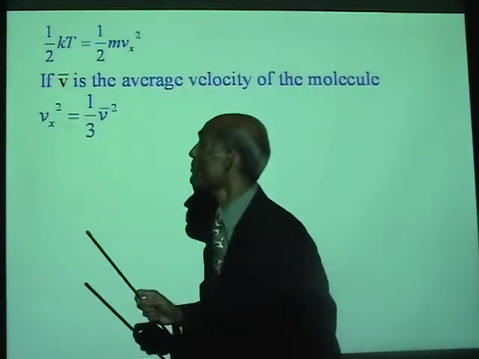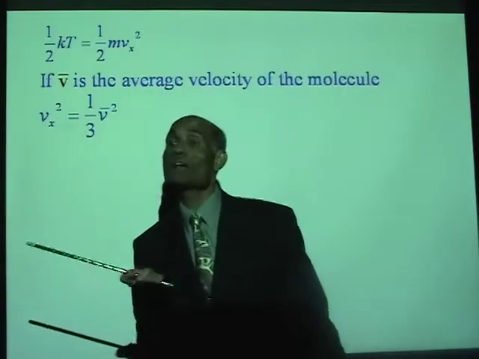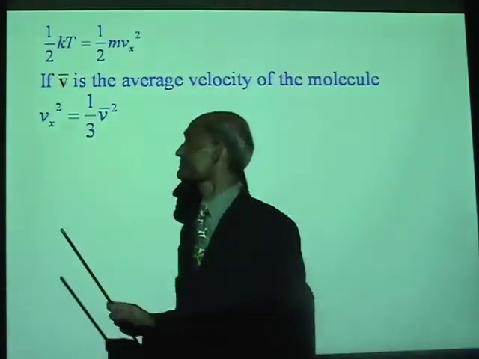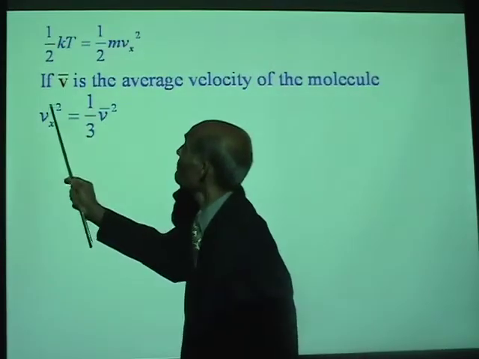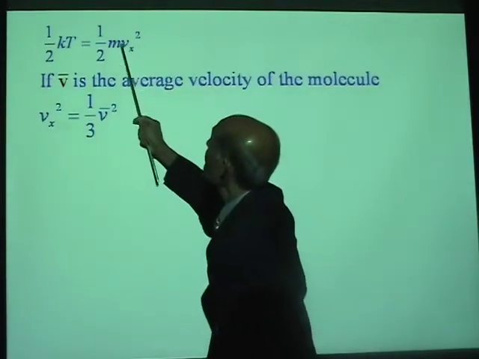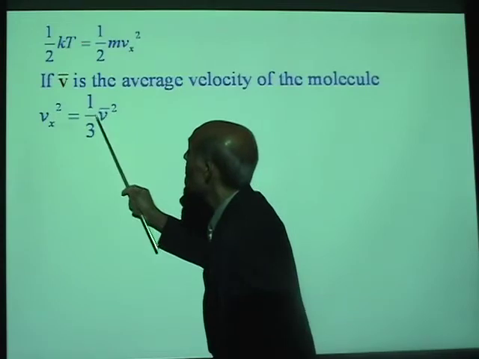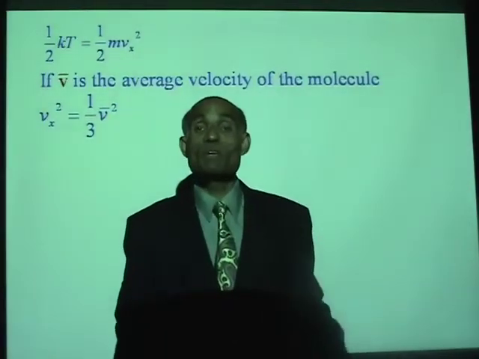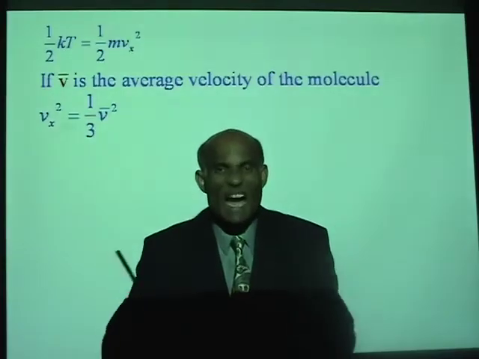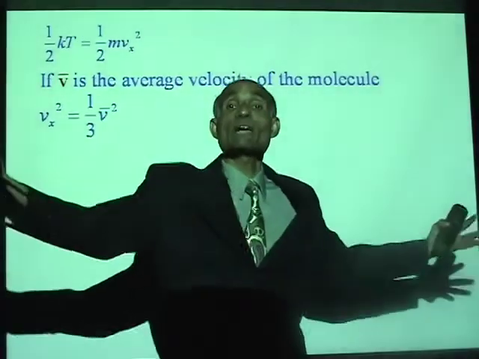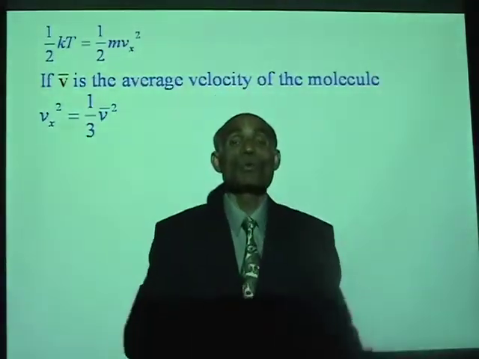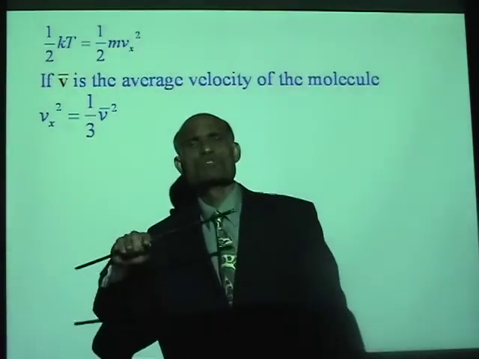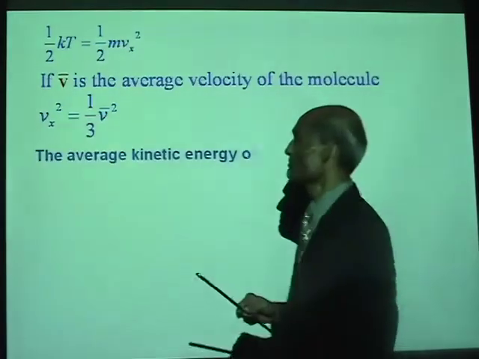Therefore, Vx squared is only 1/3 of the actual velocity squared. Okay, so when we have Vx squared, we can now replace it with 1/3 v bar squared. What does v bar now stand for? V bar now stands for the average velocity of a molecule in the whole system. And that's an important concept. We actually call it the root mean square velocity.